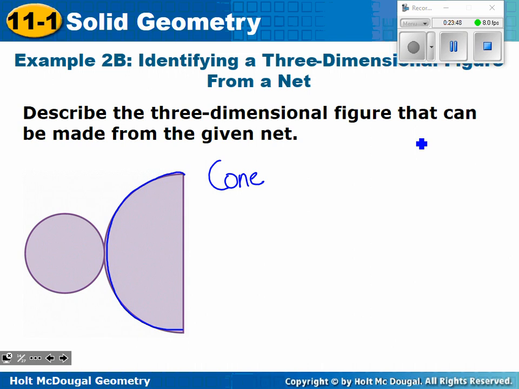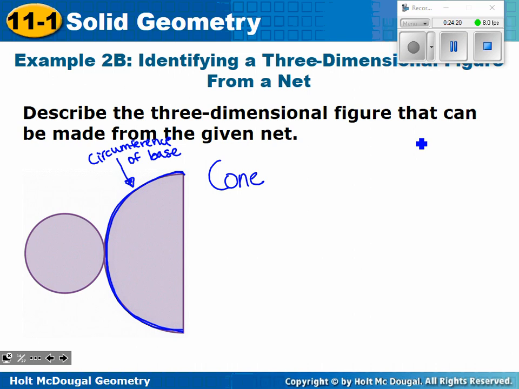Okay, so when you get a word problem later and they've given you a picture of a net, right now in your notes, you may want to make a note that this distance from here to here is the same as the circumference of the base. So the distance around that is the same as the circumference of your base, the circumference of your circle.